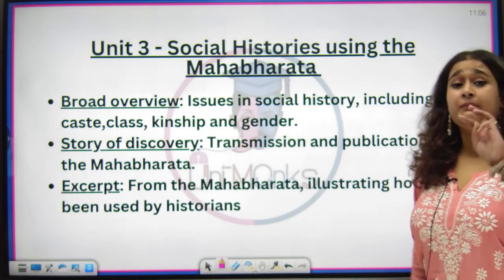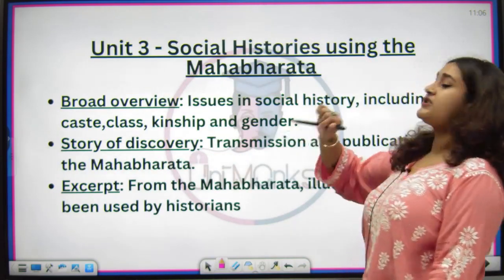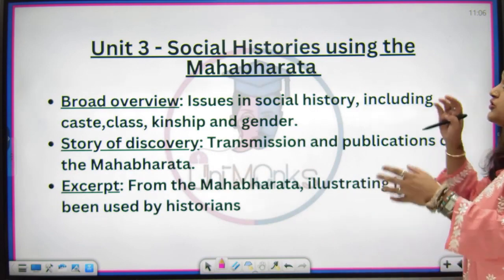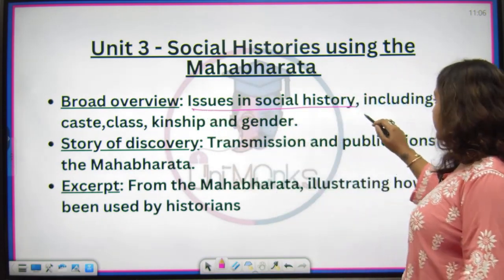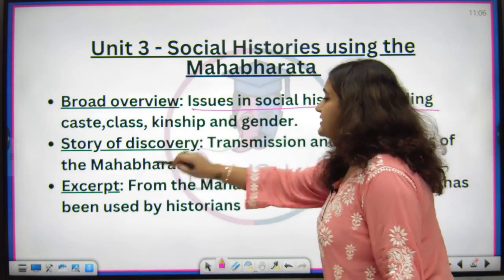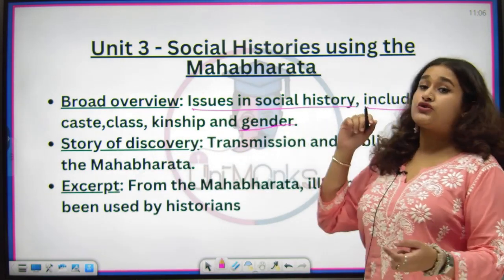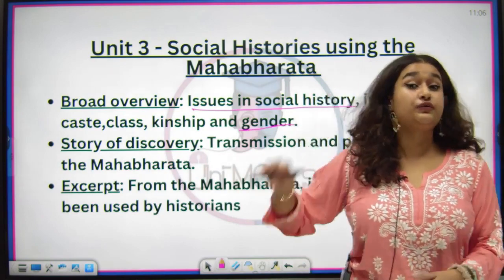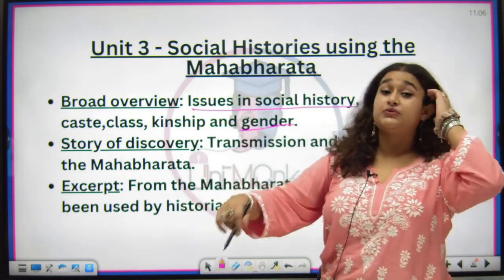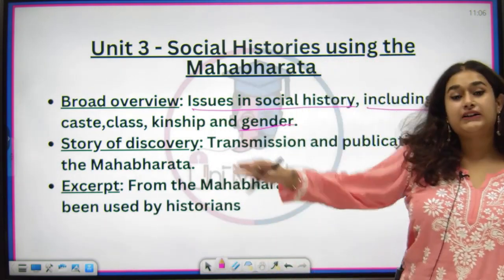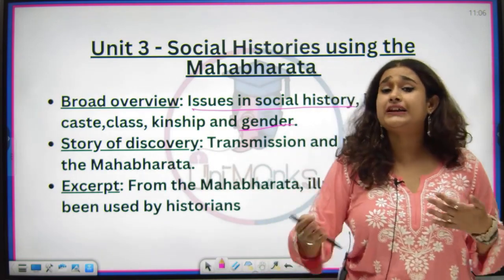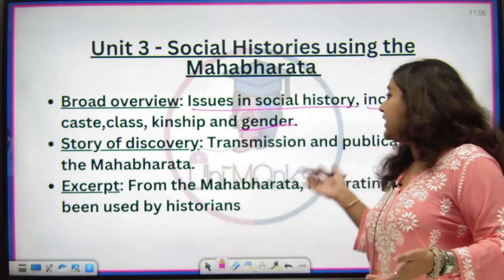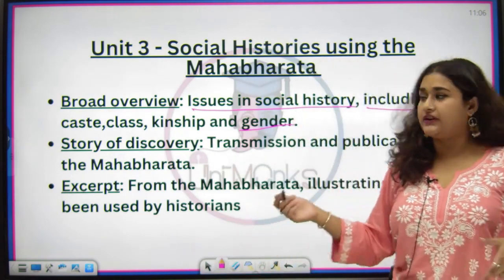Now, unit number 3 is social histories using the Mahabharat, okay? So a broad understanding of the issues in social history, including caste, class, kinship and gender, okay? So how the society was divided into 4 varnas, okay? How society was further divided into those multiple classes coming out of those varnas, okay? The kinship, how familial relationships were at the time, okay? And the gender disparity of the time.